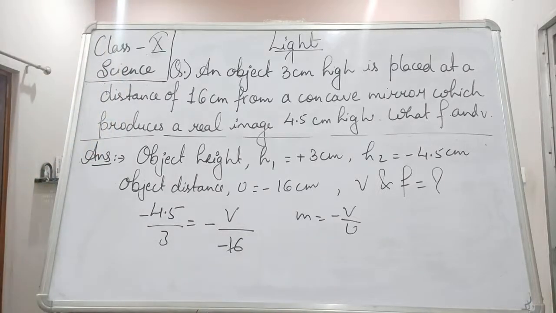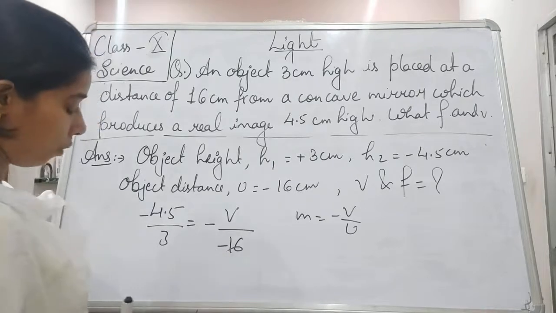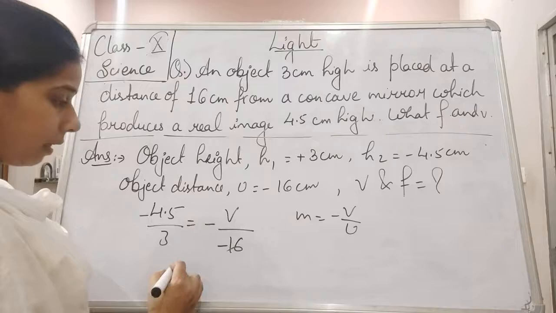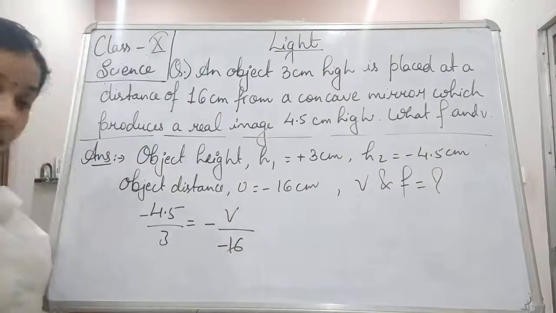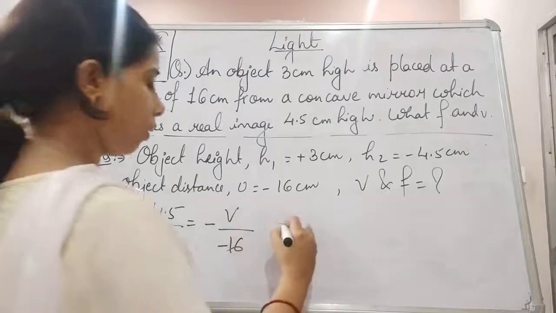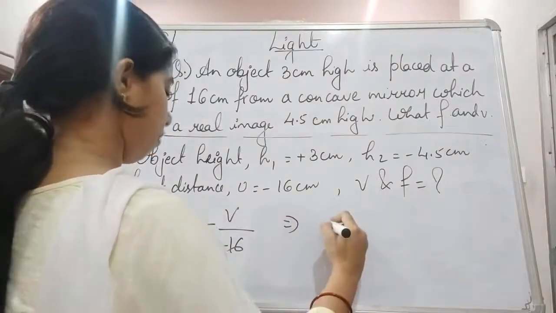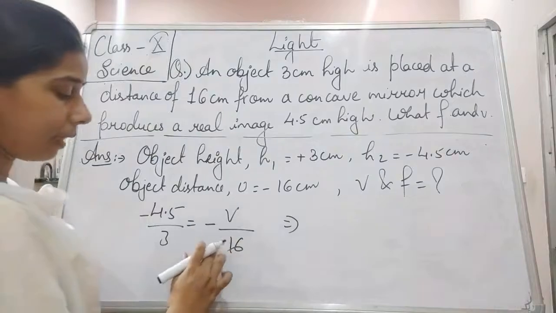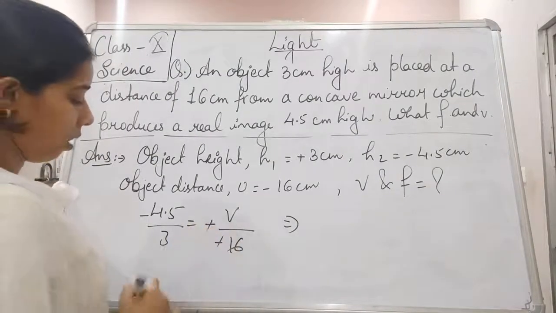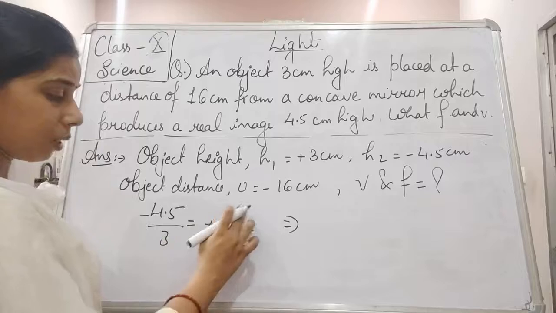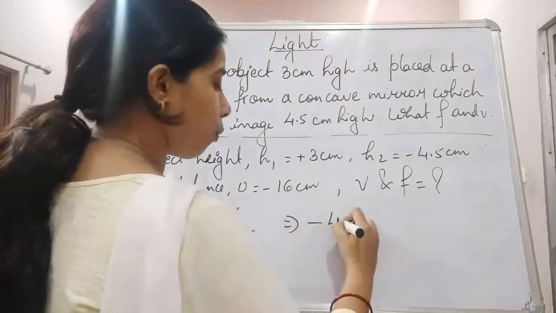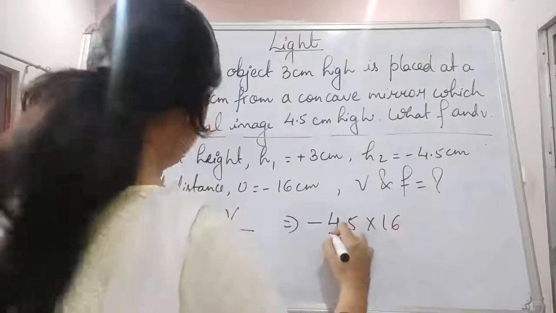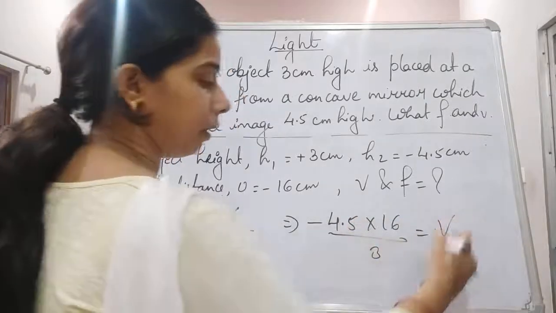Okay. Now this minus and this minus will become plus, students. So we can write it like this: this 3 will go to this side. So it will be, this minus will cancel each other, students. Okay. So now this will come to this side, or we can say 16 will come to this side. So minus 4.5 into 16 upon 3 is equal to v.